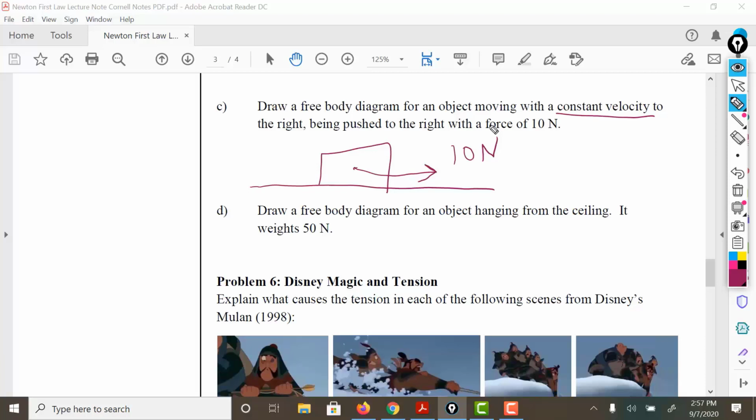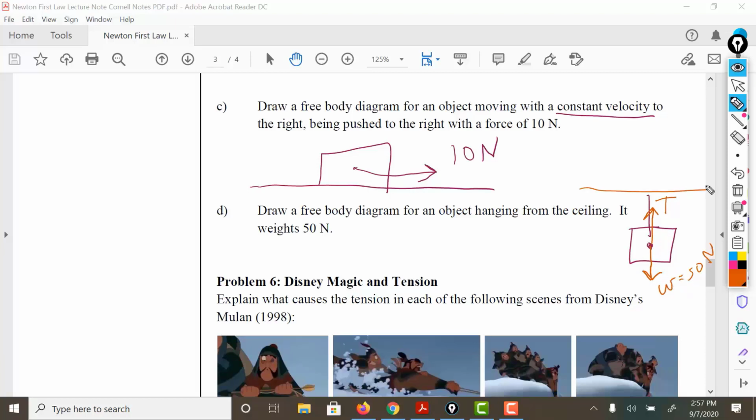Draw a free body diagram for an object hanging from the ceiling. It weighs 50 newtons. Don't forget the belly button. Draw the belly button. And then notice, we always draw these arrows from the center. From the center. I will be looking at that as you do these problems. Make sure you draw them from the center. So for example, in this case, I have a tension going up and I have a weight going down, and the weight is 50 newtons.